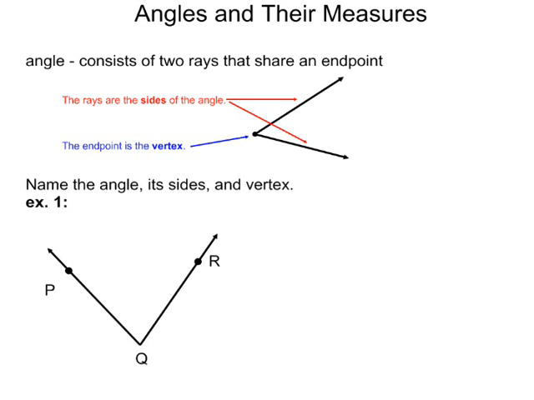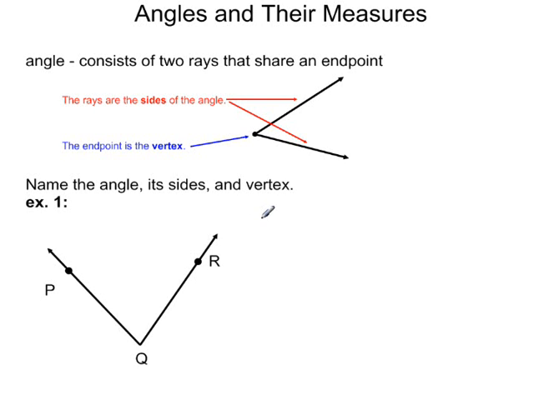And we call the sides of an angle the rays. So the rays are comprising the sides, and the place where they meet at this endpoint, the pointy part of our angle, is called the vertex. So we're going to have to keep that in mind as we do example 1. I'm asked to name the angle, its sides, and vertex.